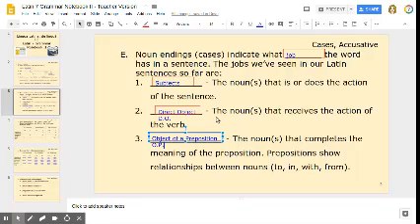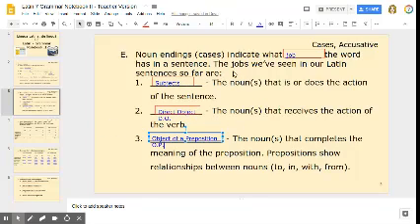But direct object, so the boy sees the girl. Who's the one that's actually being seen? Who's receiving the action of the verb? That's the girl. That is your direct object. The boy sees the girl in a field. Well, in is a preposition. It shows a relationship between nouns. It shows us where the girl is. So in a field is the object of the preposition.